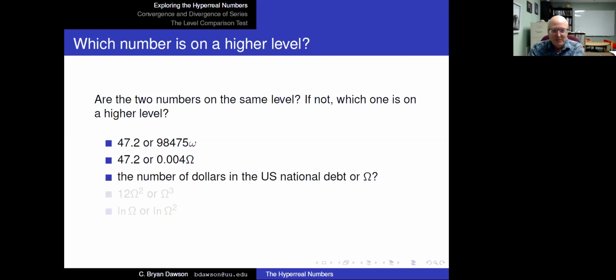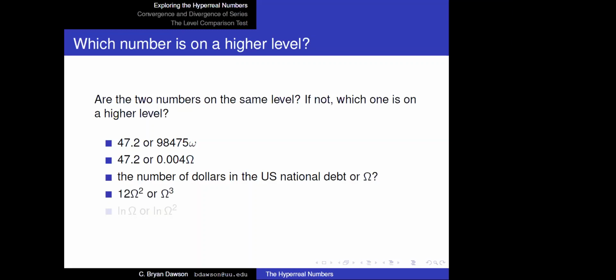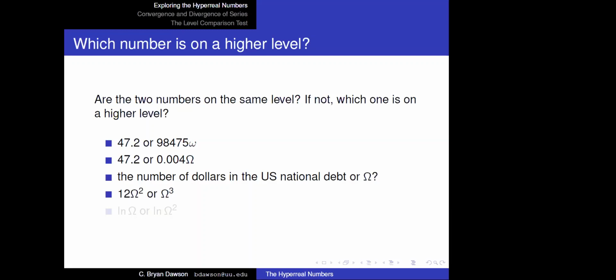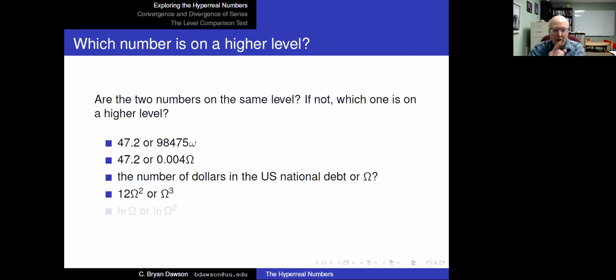Okay, 12 capital omega squared or omega cubed? I would think that it's omega cubed because each level is strictly higher than the previous. Correct. So the larger the exponent on capital omega, the larger the number, the higher the level it is. Okay, how about natural log of omega or natural log of omega squared?